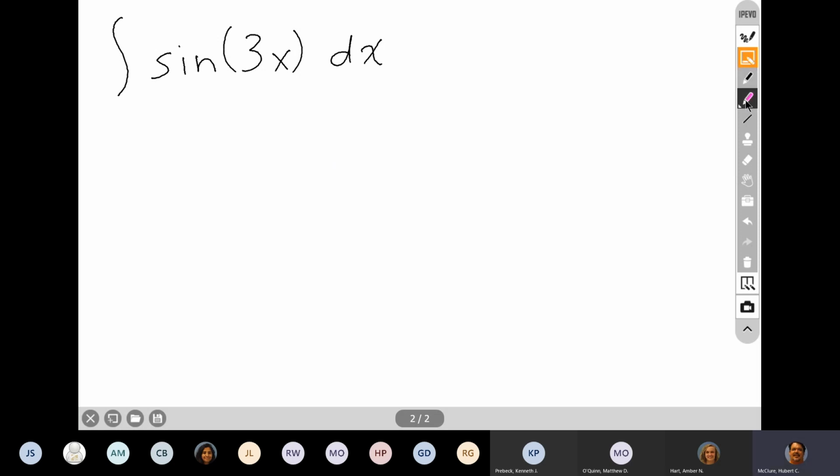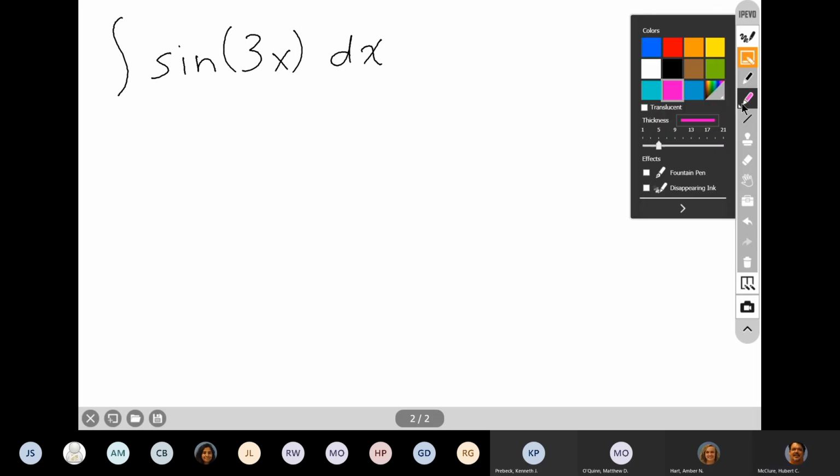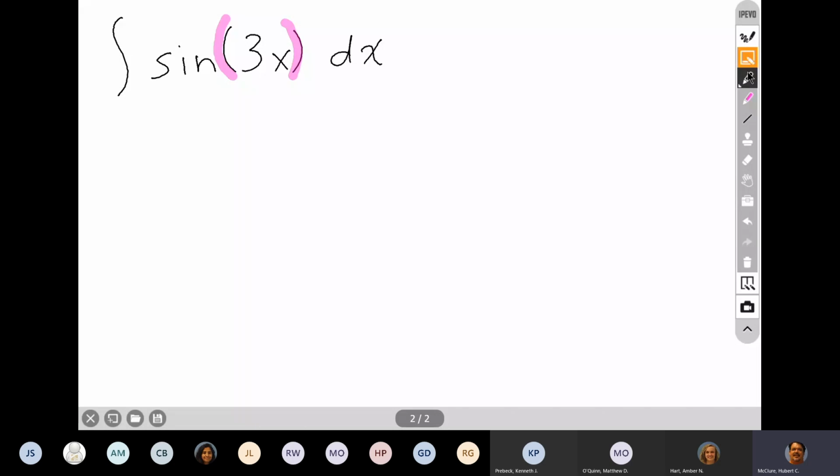So I'm going to take my handy dandy translucent marker. So I'm going to rewrite my problem. And this time, I'm going to put parentheses, I mean a blank here. Sine of 3x blank dx. Just like I did before.